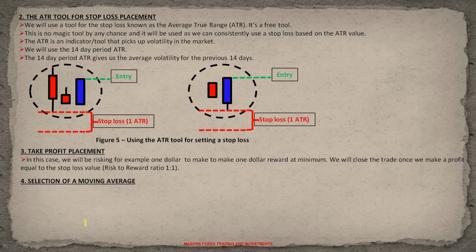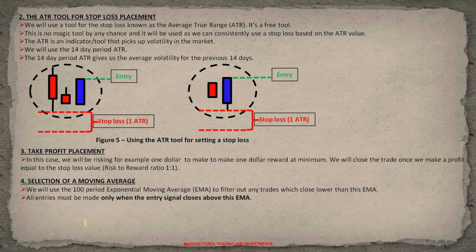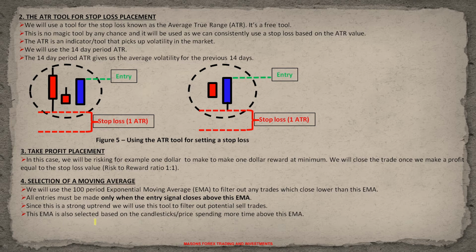Number 4, selection of a moving average. We will use the 100 period exponential moving average to filter out any trades which close lower than this EMA. All entries must be made only when the entry signal closes above this EMA. Since this is a strong uptrend, we will use this tool to filter out potential sell trades. This EMA is also selected based on the candlesticks or price spending more time above this EMA. To be explained fully, so don't worry.